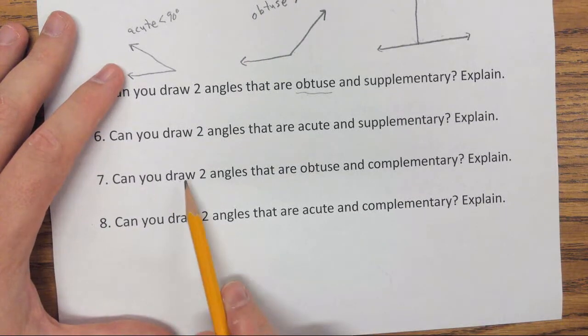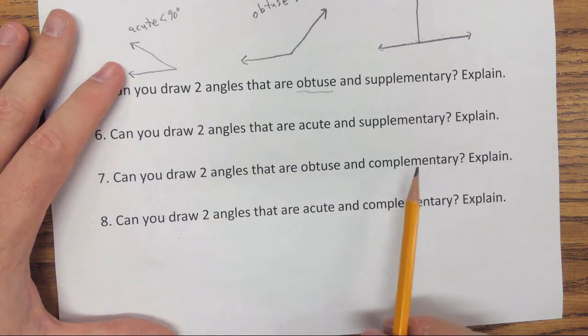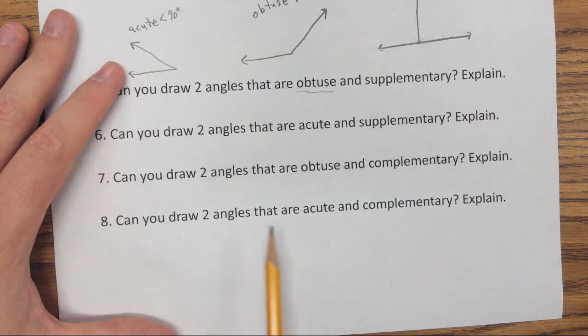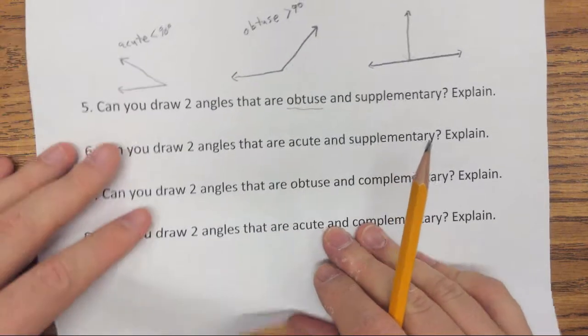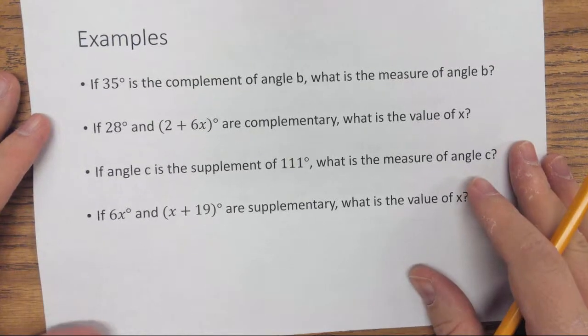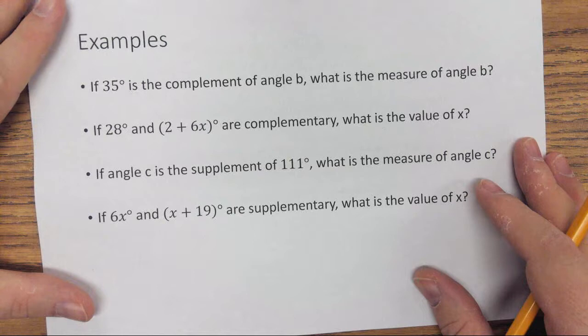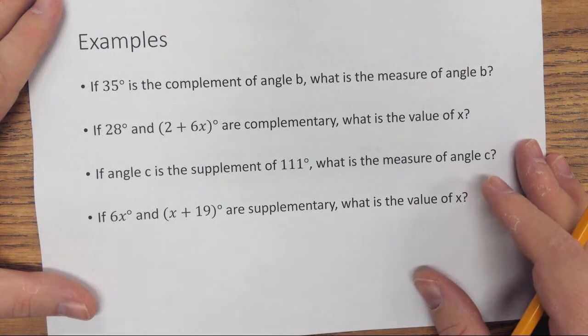I want you guys to think about these last two on your own, and then we'll talk about them in class tomorrow. Okay, so can you draw two angles that are obtuse and complementary? Can you draw two angles that are acute and complementary? Okay, so think about that. Okay, here's a few more last examples that we'll talk about, and then we'll be done with this video.